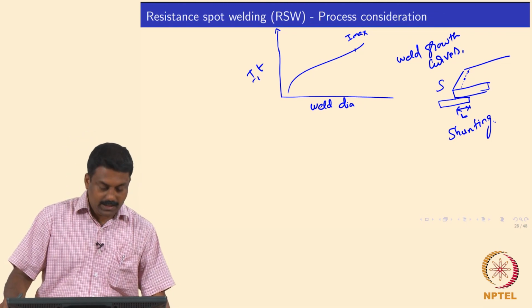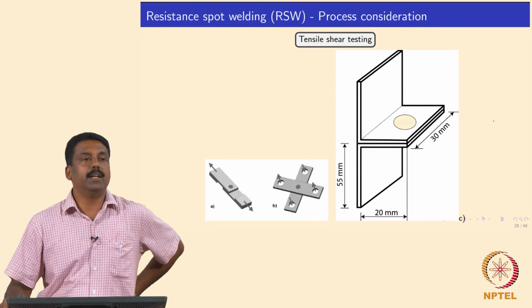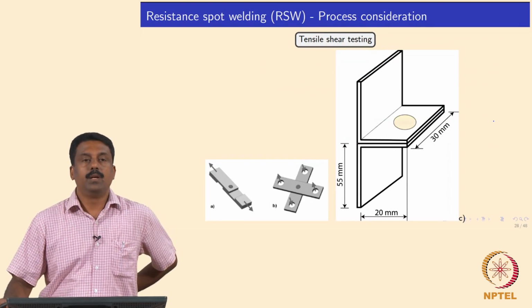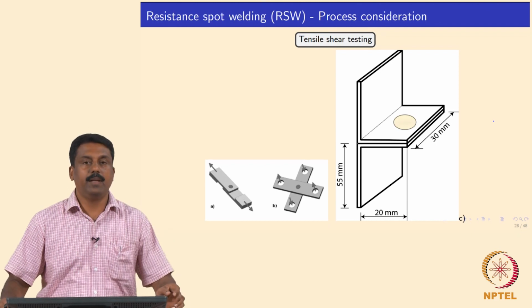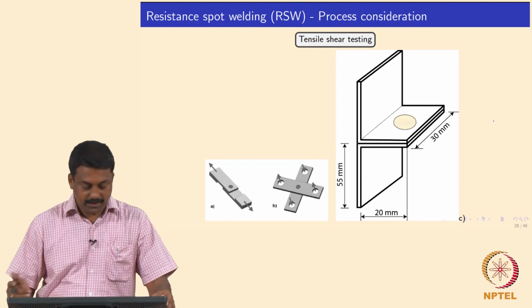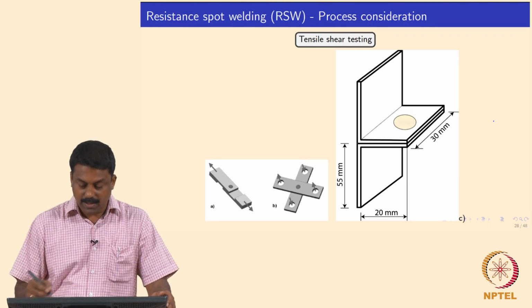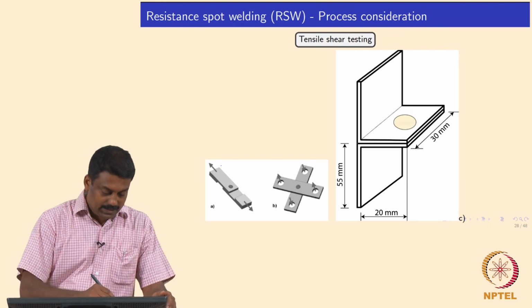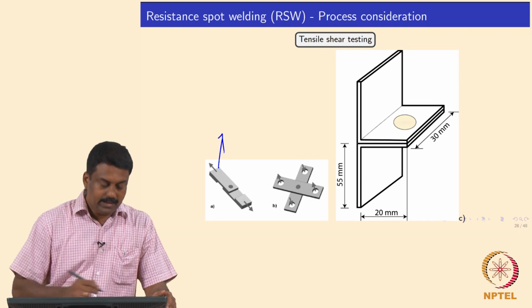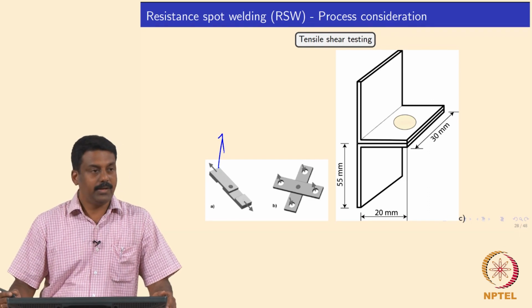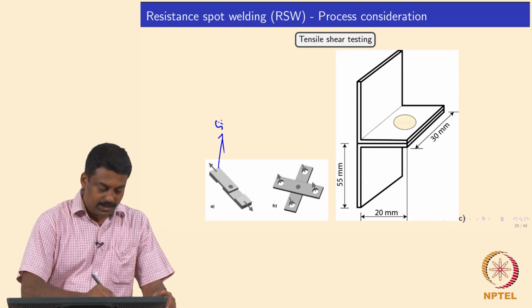So the common testing methods we follow to qualify resistance spot weld is these three. If you look at the sample geometry is what I have placed here. So, this is a simple tension, right. So, this is a simple tension test.